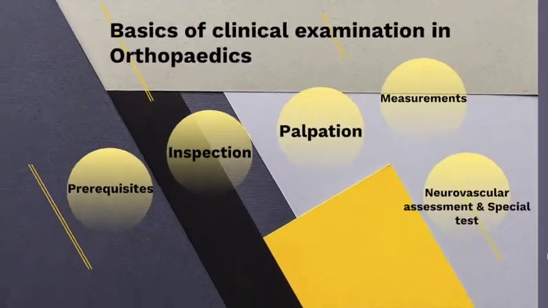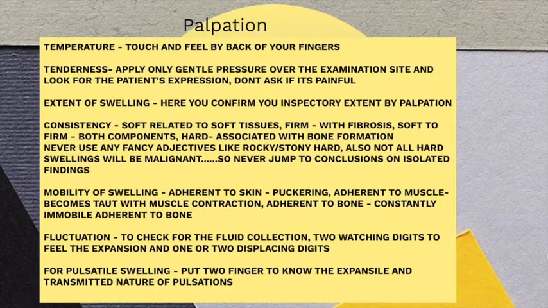Then coming to the palpation. In palpation, first thing we have to check is the temperature, and we have to check it by the back of our fingers because they are more sensitive to the temperature sensation than the palm. Then tenderness. We have to apply gentle pressure over the examination site and have to look at the patient expressions rather than asking whether the patient is having pain or not. Then the extent of the swelling. Here we have to confirm our inspectory finding by palpating the margins of the swelling. If we are not able to delineate the exact margins of the swelling because of poorly defined margins, then we can just tell about the approximate extent of the swelling.